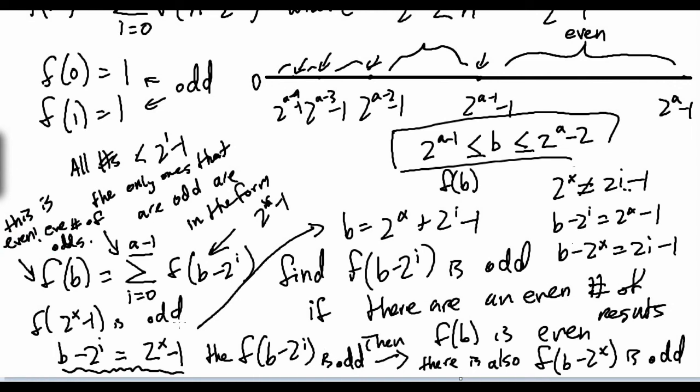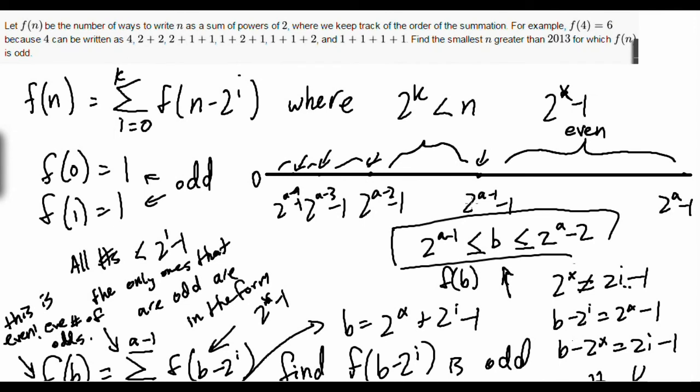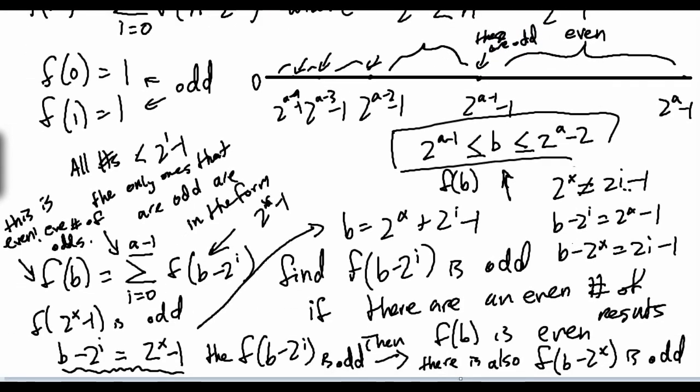And if this is even, that means for any b in this range, f of b has to be even. And we've proven our identity, because if all the numbers in this range between a minus 1 and 2 to the a minus 1 are even, that means the only ones that are odd are these. They're the only ones, and we've used induction to prove this identity. But we're not done yet.